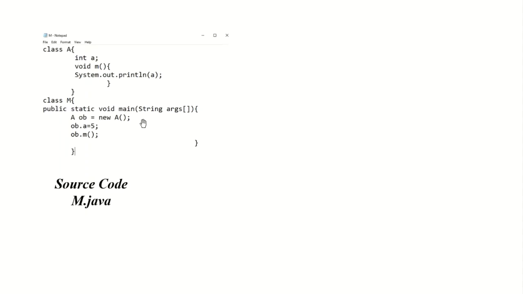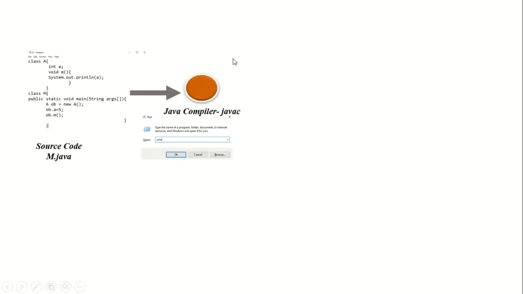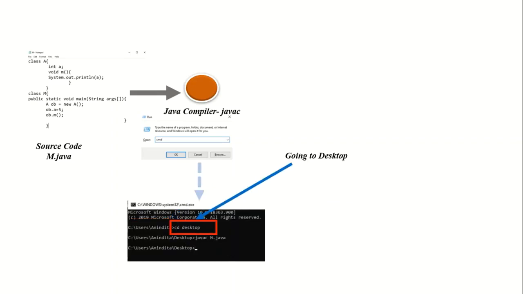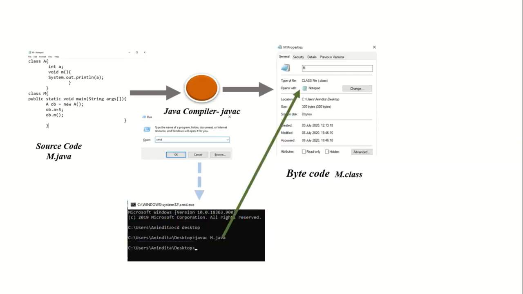Why? The reason is very important. I will explain it later on. So here, after writing this code, the next step is we have to compile the code. For code compilation, we have to go to the command prompt. Then we have to go to the desktop and then we have to compile the Java code using javac.